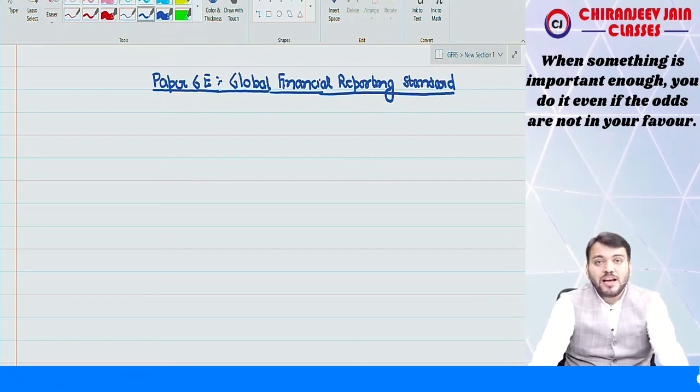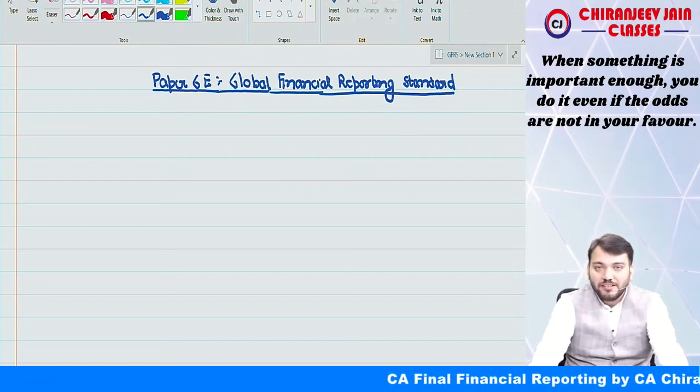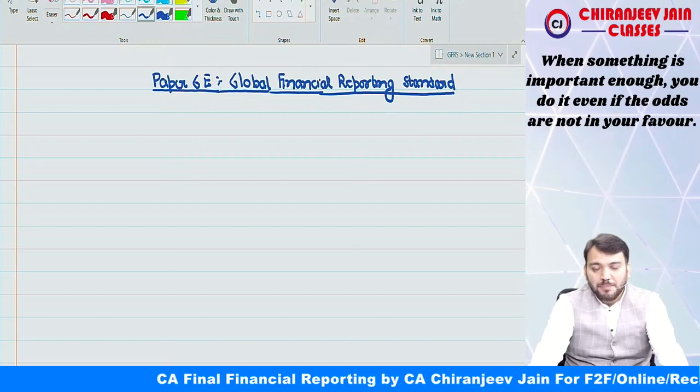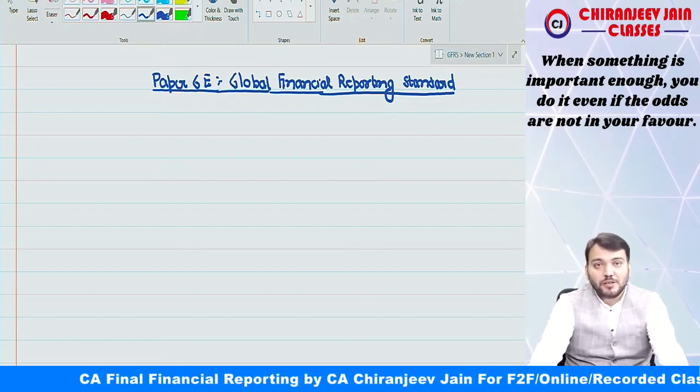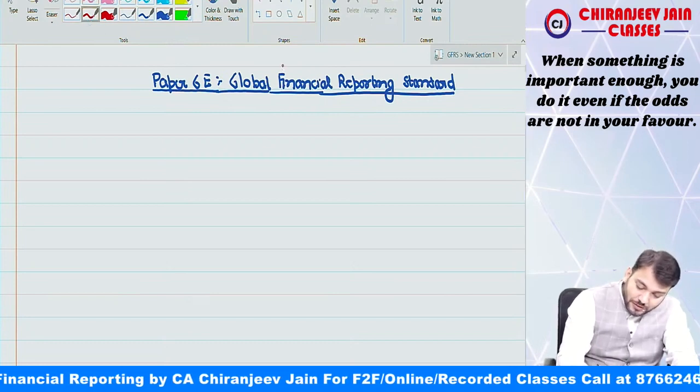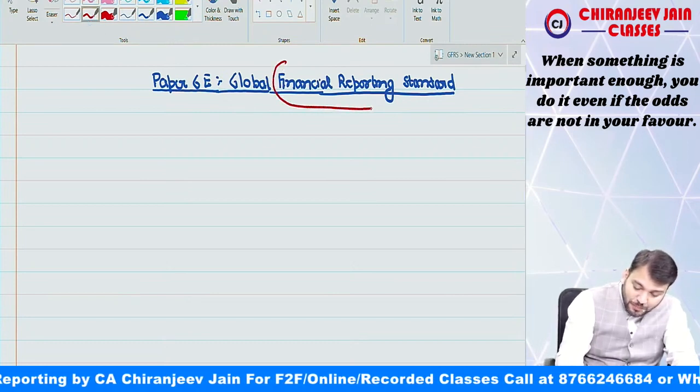Now, we are here for paper 6 of CA final. Paper 6 is an elective paper, and paper 6E is Global Financial Reporting Standard.